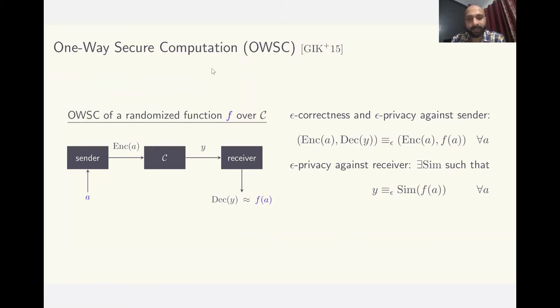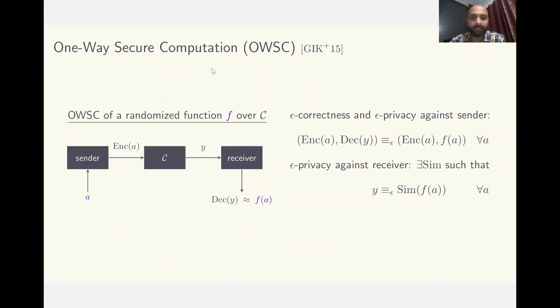Security against the receiver requires that the channel's output can be simulated using only the receiver's output, that is F of A. In the malicious setting, the condition for security against the receiver remains the same, as they are inert in the protocol. However, the security against the malicious sender requires that the receiver's output is consistent with a valid input to the functionality, even if the sender is sending an illegitimate encoding over the channel. Now, by default, we will be discussing security against semi-honest adversaries.